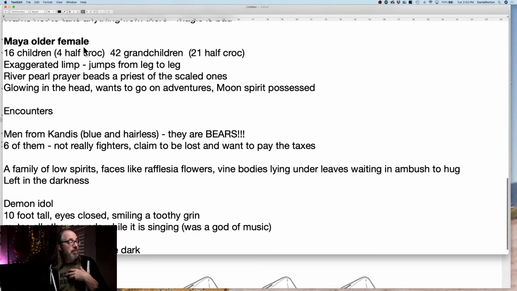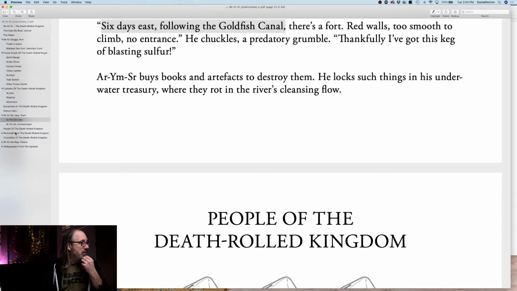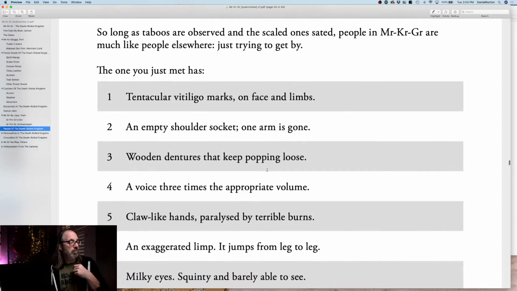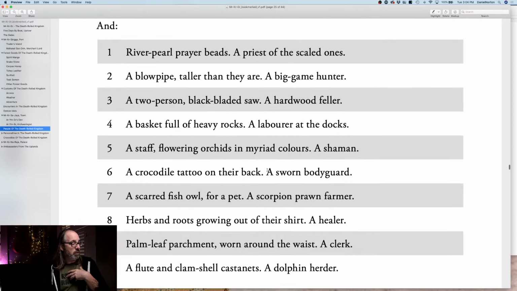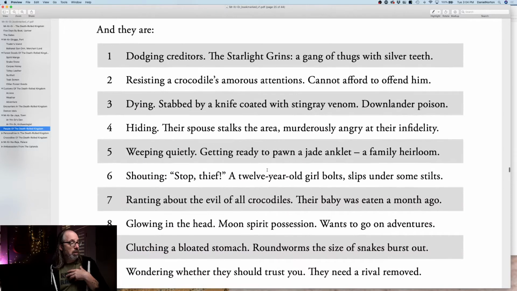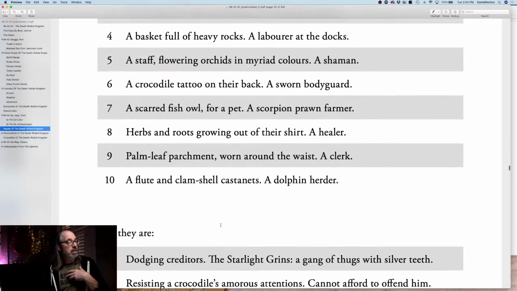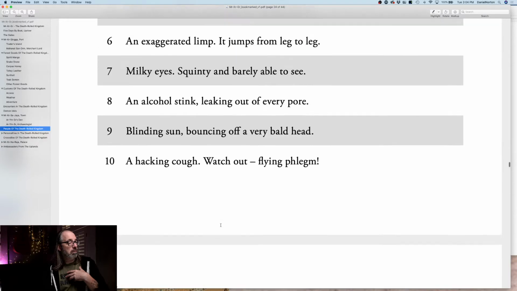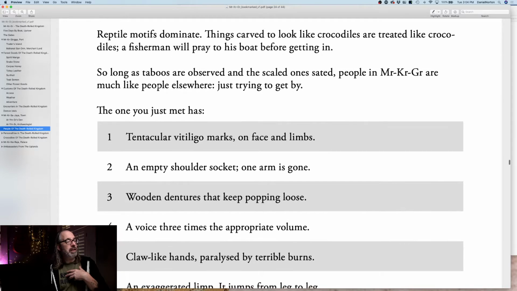Okay, so then I put in this older female. I got her from the book here, there are people of the Death Roll Kingdom, and I literally just rolled a random person. I'm trying to figure out which one she was. Okay, so we can see here. There we go. I guess she's an old lady. Oh, an exaggerated limp. Okay.